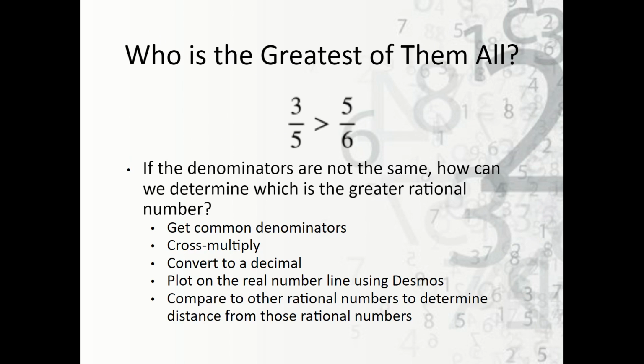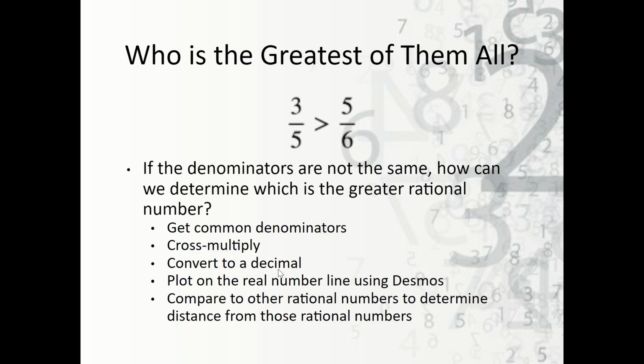So now, who is the greatest of them all? We have 3/5 is greater than 5/6, and we need to determine whether that is a true statement or not. So if the denominators are not the same, how can we determine which is the greater rational number? Well, one answer is we could get common denominators. So I could change this to be over 30 and this to be over 30 and then see what our answer is. That's a lot of work, but that is a possibility. We can cross multiply. So 3 times 6 is 18, so this one's equal to 18. 5 times 5 is 25, so this side is greater.